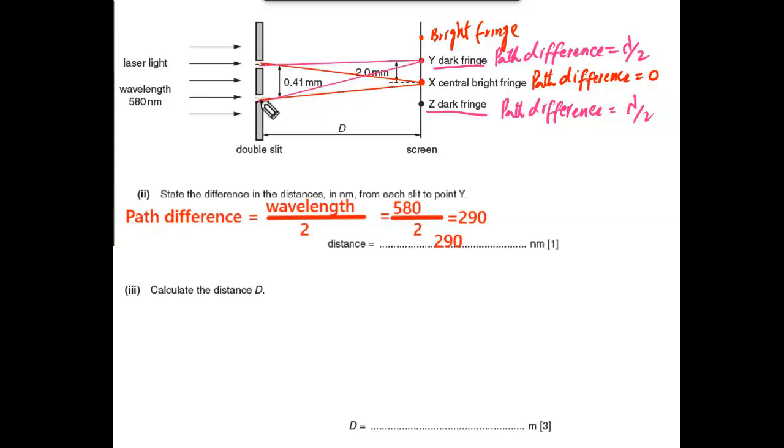So if light travels from here and reaches this point, and travels from here and reaches this point, if this distance is d, the other distance will be equal to d plus lambda by 2. So the difference between the distances will be equal to lambda by 2. You see lambda is given to you. You just need to divide by 2. So we got this answer. That's all. Because lambda is in nanometers, this also has to be in nanometers.